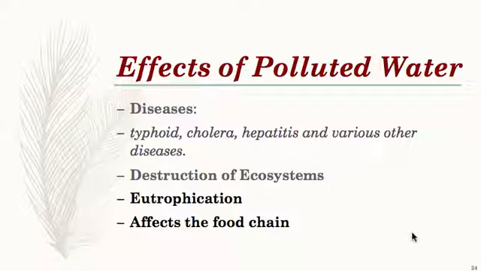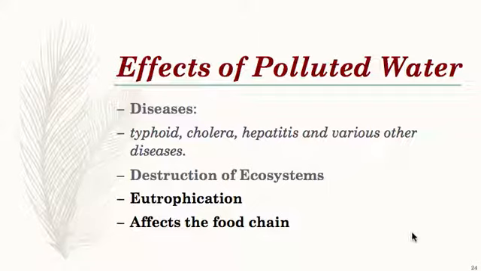Then eutrophication: the chemicals in the water body encourage the growth of algae, and these algae form a layer on the top of the pond or the lake. The bacteria feed on this algae, and this decreases the amount of oxygen in the water body, severely affecting the aquatic life there. So eutrophication is actually the over-enrichment of various nutrients, particularly nitrogen and phosphorus, in our aquatic water body.